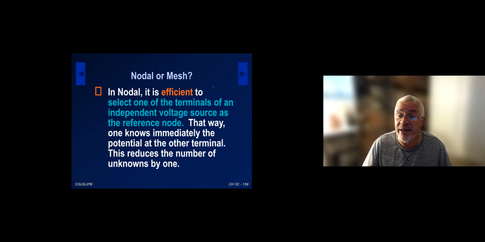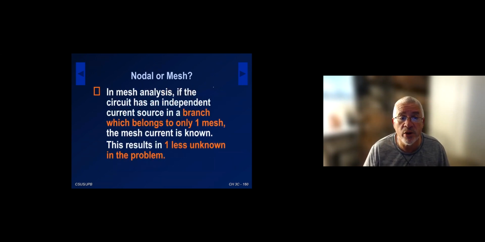a current source, an independent current source that belongs to one mesh. You essentially know the mesh current. So that's very comparable to nodal as well in that way. Okay, so in mesh, if the circuit has an independent current source in the branch that only belongs to one mesh on the perimeter of the circuit, you know the mesh current. So that then reduces the number of unknowns by 1. At the very least, it's an easy equation to write.